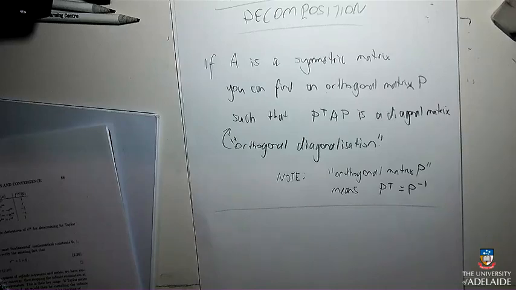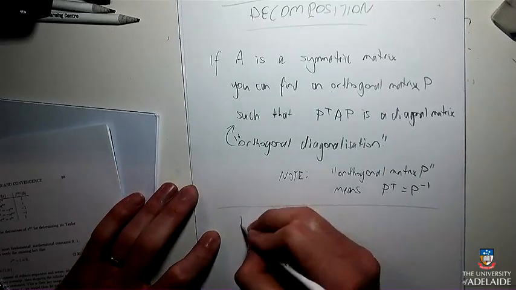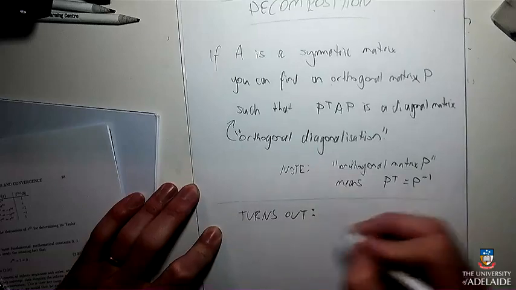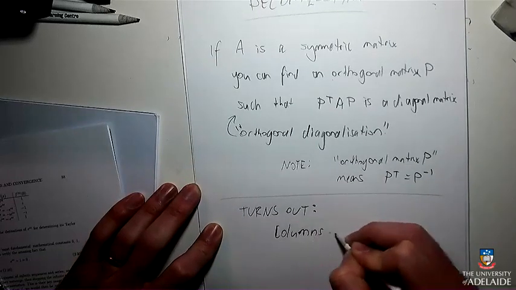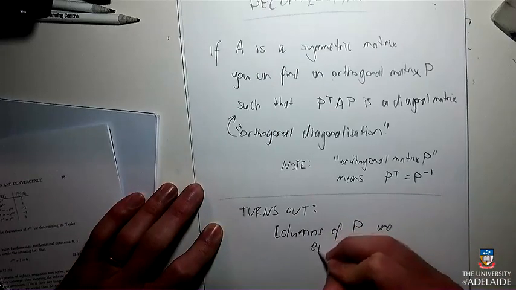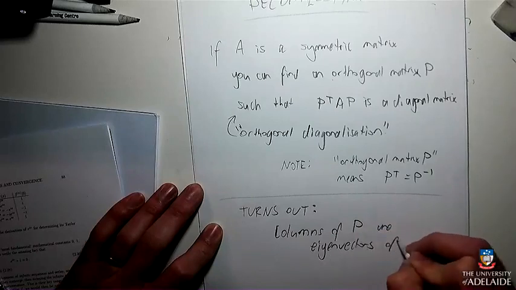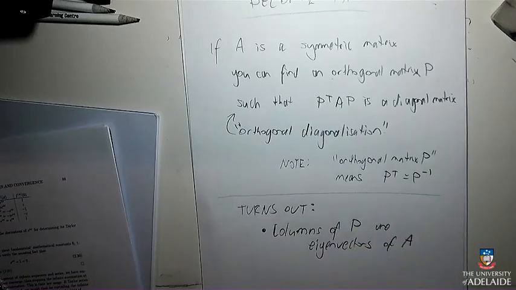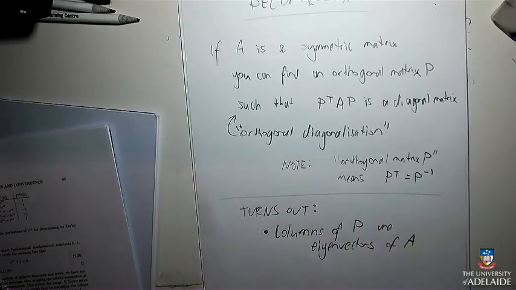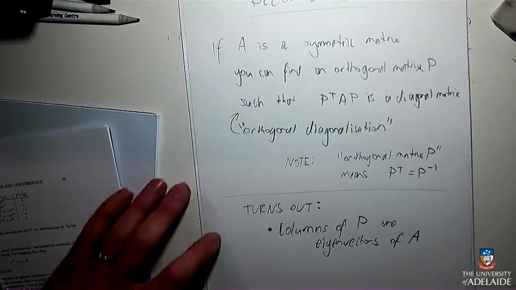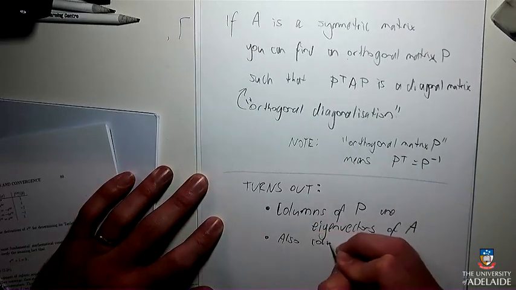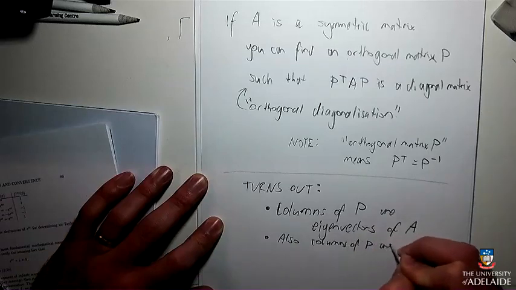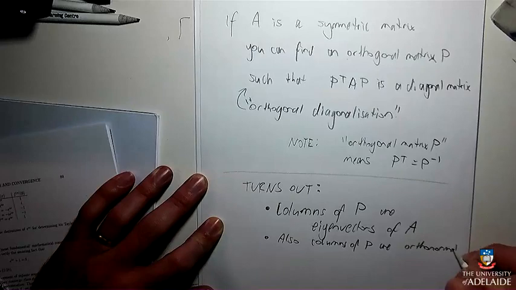But, oh no, wait. Before we finish that, it turns out that if you want to do this, the matrix P is made up of eigenvectors of the matrix A. It turns out the columns of P are eigenvectors of A. And not just that, in order for this trick to work, they also have to be an orthonormal basis for Rn. I mean, they're orthonormal to each other.